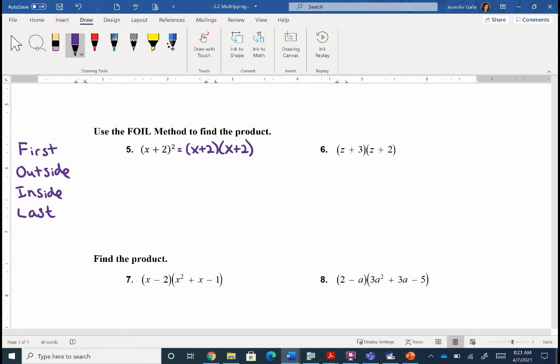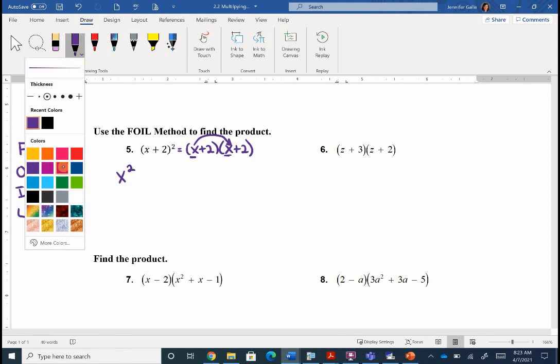So let's talk about FOIL. The first part means we multiply the first 2 terms together. So we're going to multiply x times x, the first 2 terms. So x times x gets me x squared.